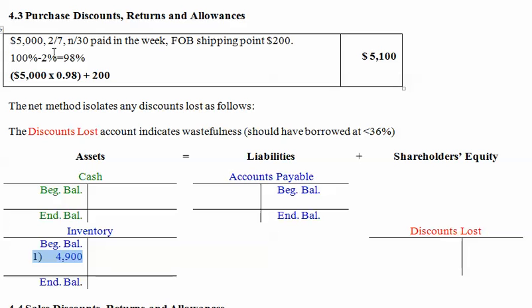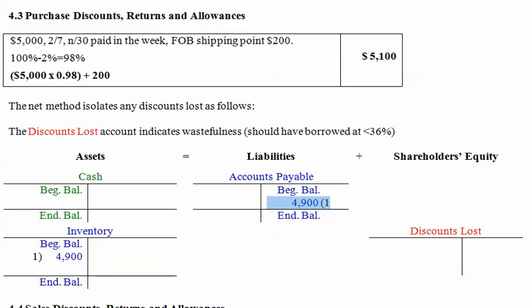So anyways, how you go about recording using the net method is that you assume you're going to pay within the discount period. So you're going to debit inventory for the 5,000 times 98%, which is that 2% discount. So 4,900, and then you're going to credit accounts payable.